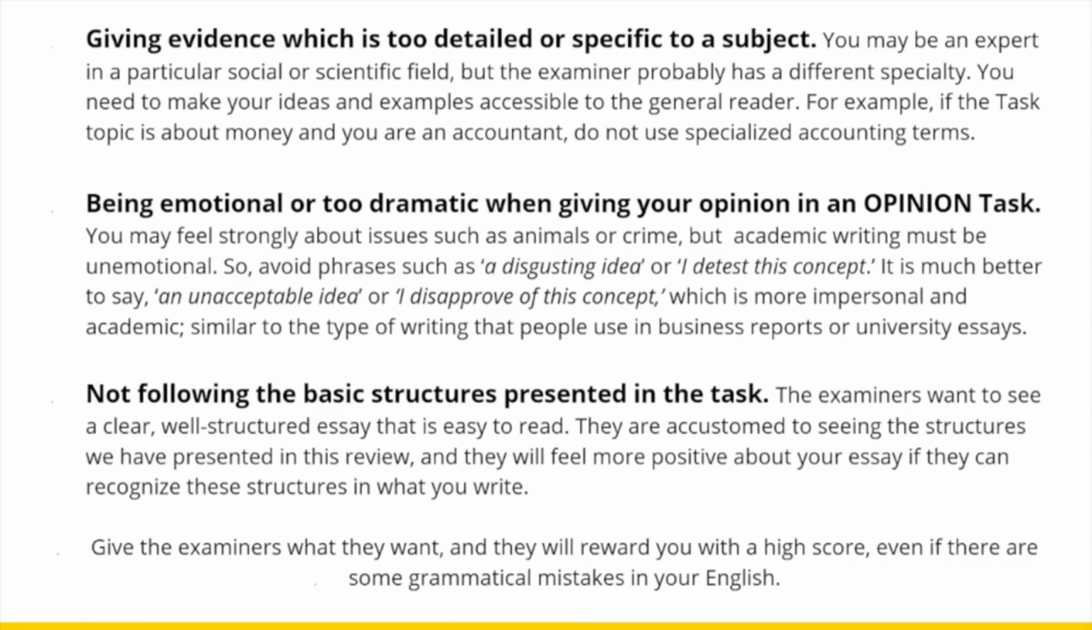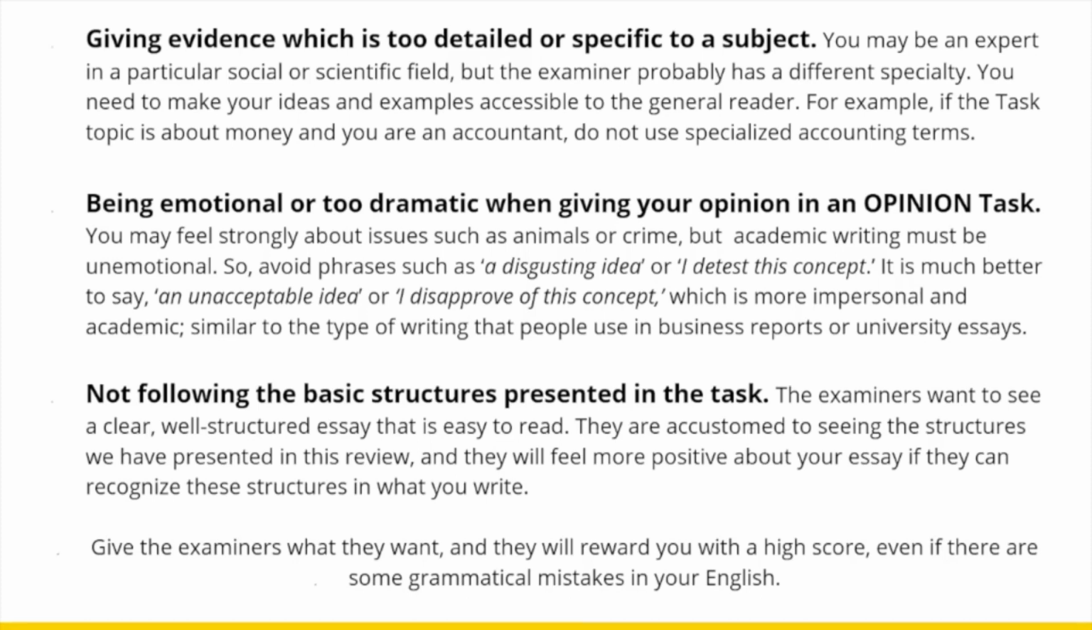This means you may be an expert in a particular scientific or social scientific field, but the examiner probably has a different specialty. You need to make your ideas and examples accessible to the general reader. So try not to use specific terms because your examiner might not know them. For example, if the task topic is about money and you are an accountant, do not use specialized accounting terms. It can confuse your examiner.